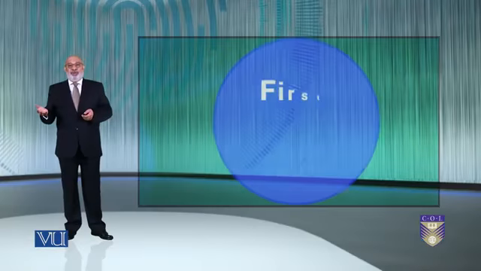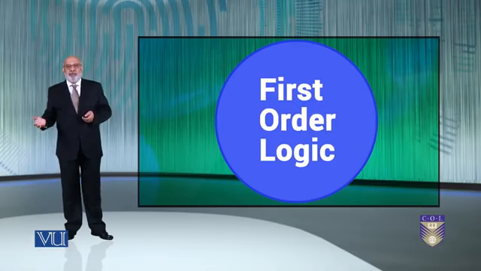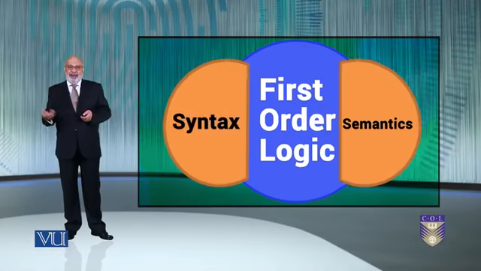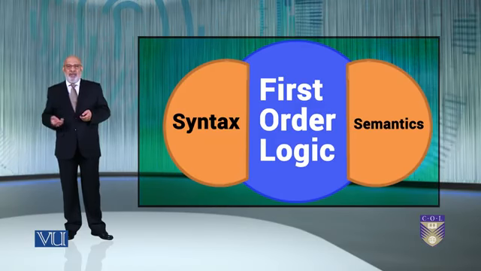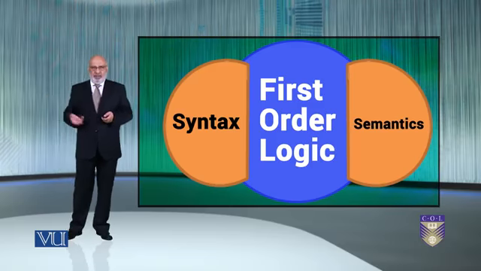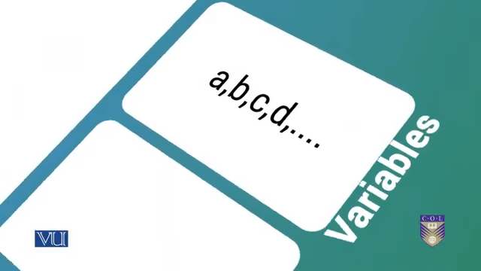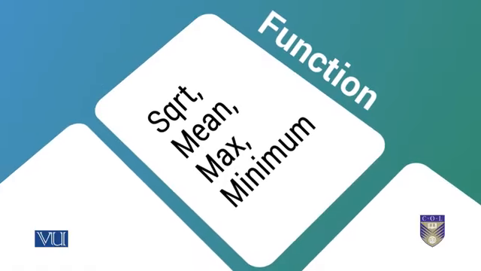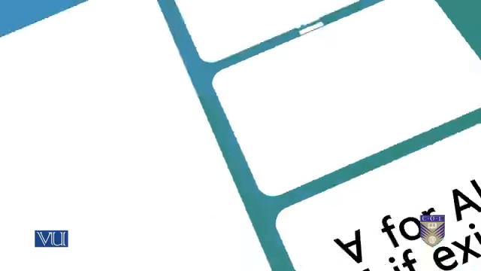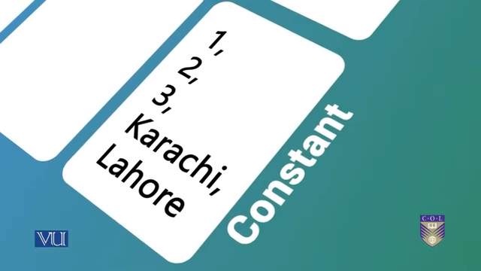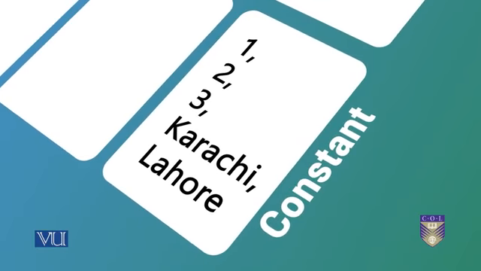As in natural language, first order logic also has syntax and semantics. We will come across that when we go into more detail. So some basic elements of first order logic. There are several options available to us. We can represent constants like numbers 1, 2, 3. We can have names of cities, Karachi, Lahore. We could have names. These will be treated as constants.